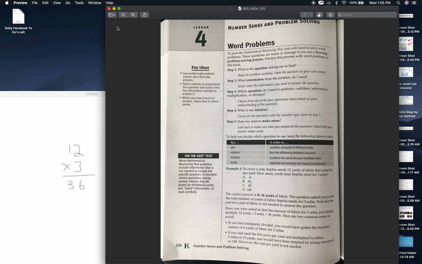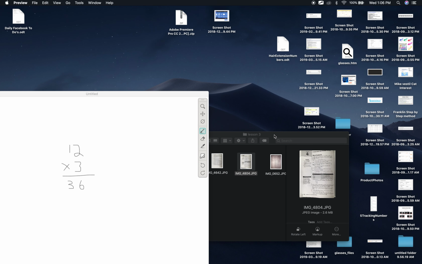Now moving on to the second problem. Let's pull up the second page here.